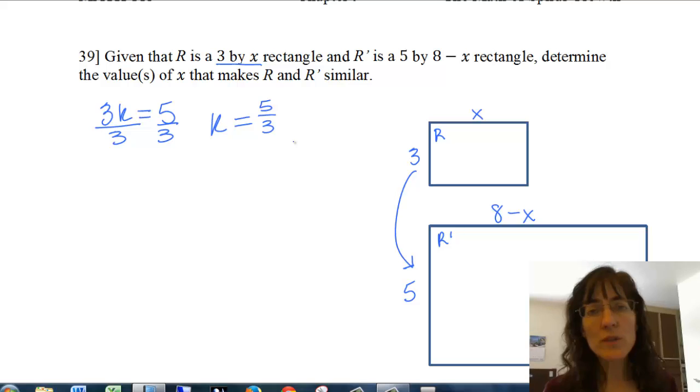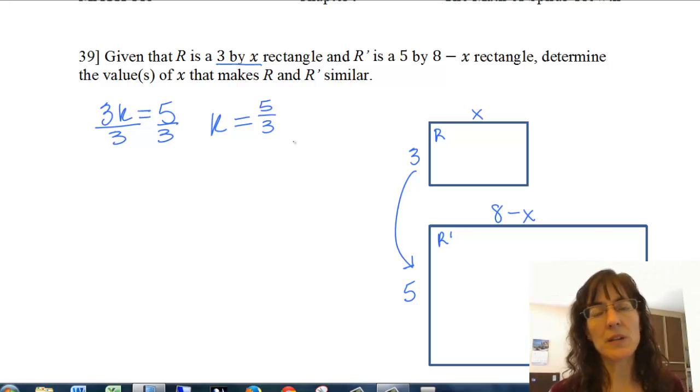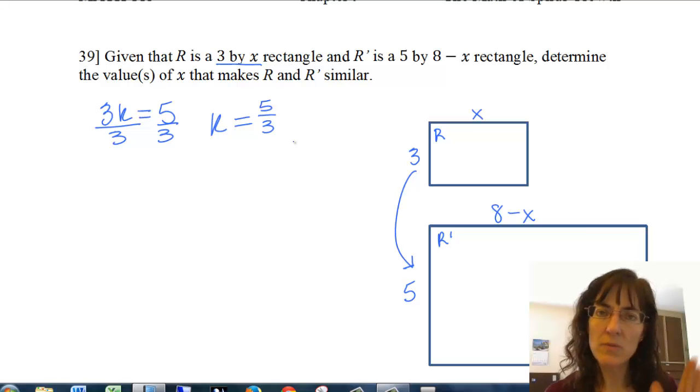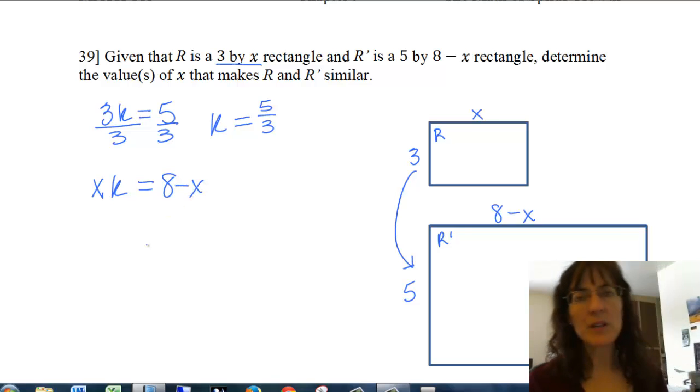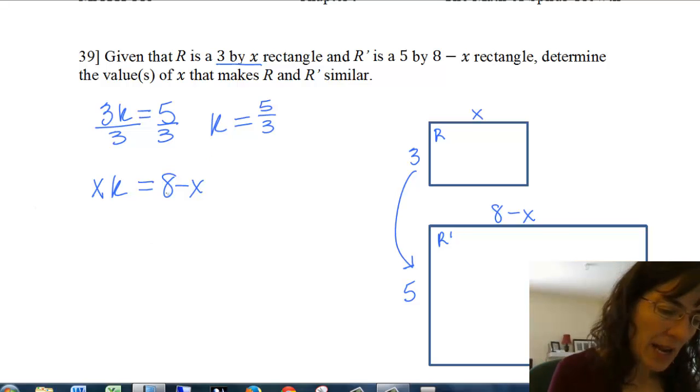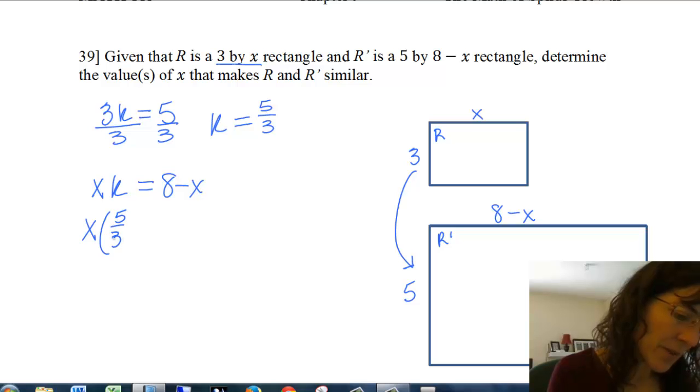And then I will use that idea on the other two, the other corresponding sides. Even though they have variables and they're going to look a little more complex, I can still do it, and it'll still work with K equals 5/3. So I want to try that out. So I'm going to have my smaller rectangle first, so it's going to be xk equals 8 minus x. So that's the general form. The smaller times the multiple equals the larger. And so when I have it that way, then I can divide. I know what the k is, so I want to plug that in. So I'll say x times 5/3 equals 8 minus x.